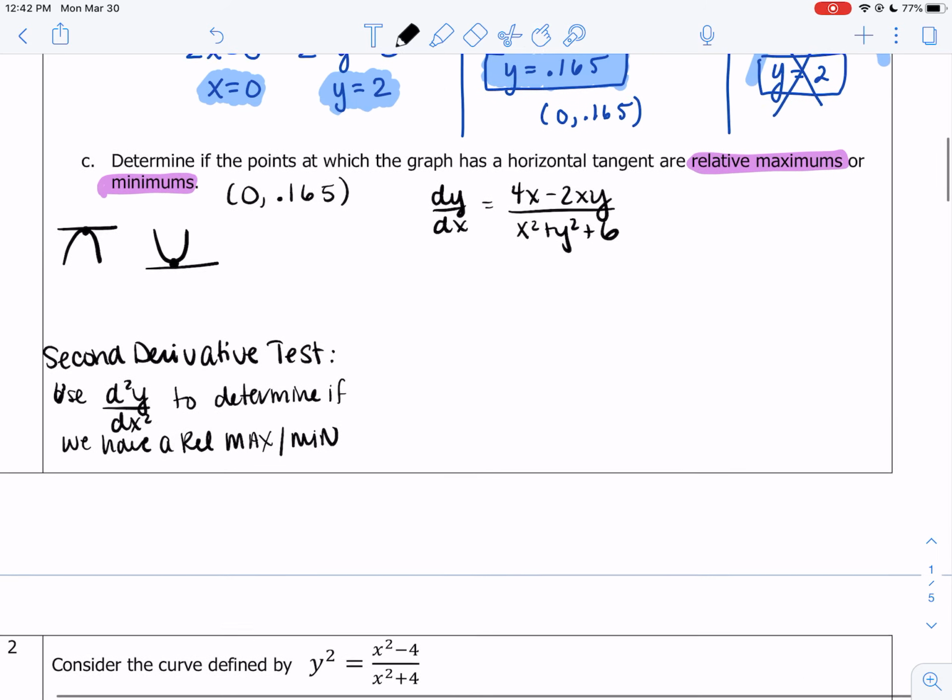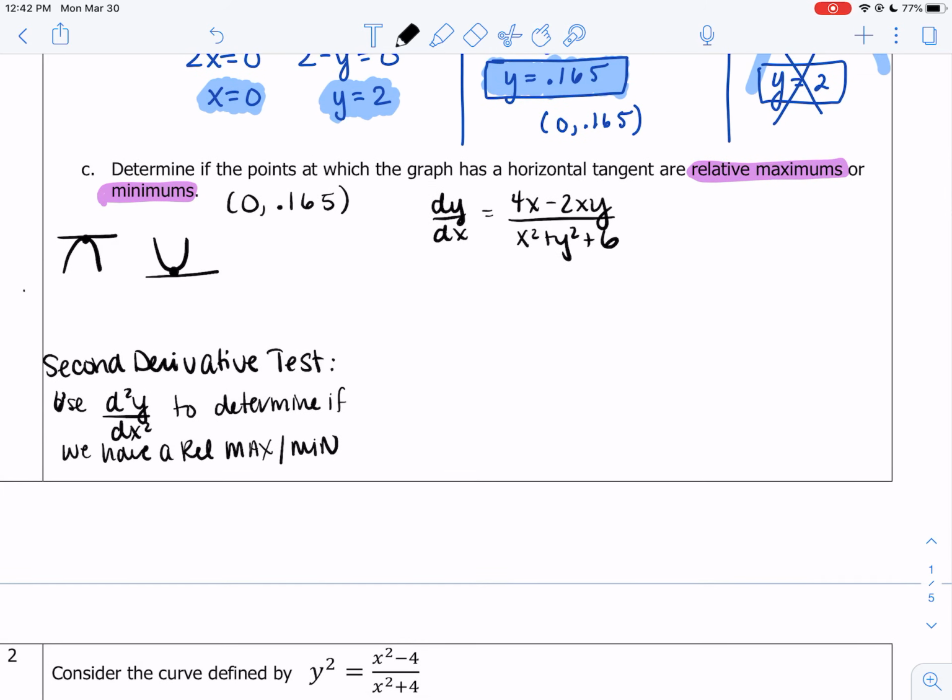If you look at the pictures above, notice that this coordinate here would be a maximum. If we have a maximum, notice that your graph is concave down. If your graph is concave down, that means that your second derivative, d squared y dx squared, is going to be less than 0. If we have a minimum, like this coordinate here, notice that the graph at that point is concave up. That means that your second derivative is going to have to be positive.